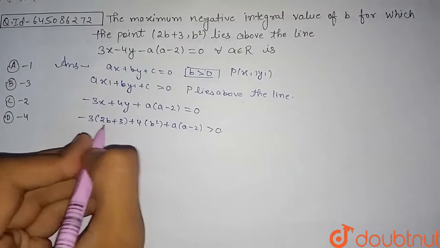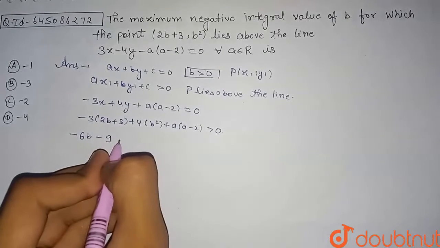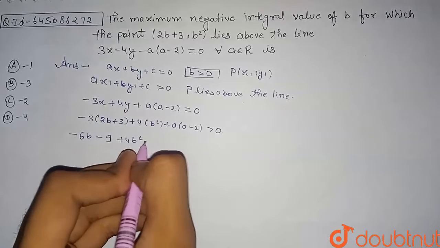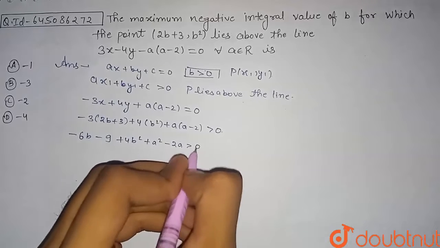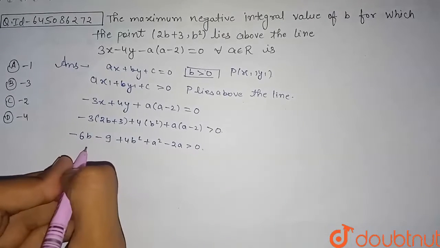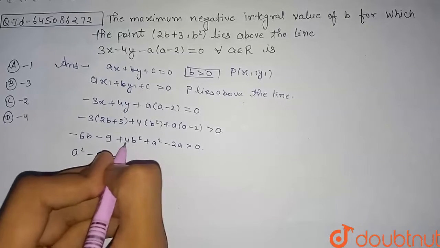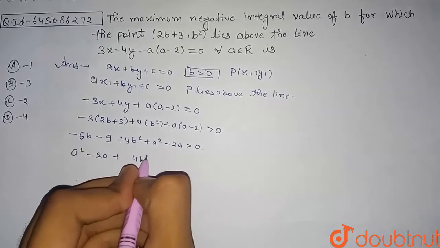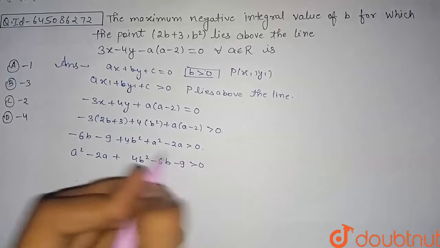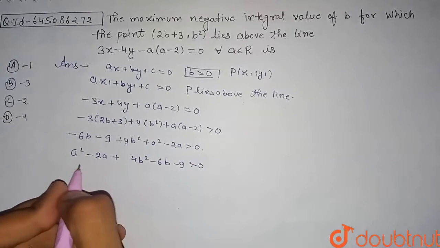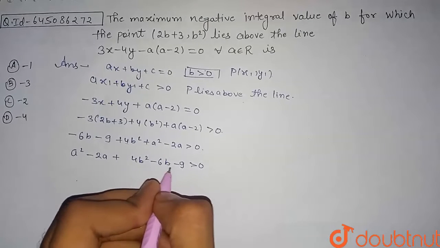So from here we get −6b − 9 + 4b² + a² − 2a, and this must be positive, so this must be greater than 0. So we get our quadratic: a² − 2a + 4b² − 6b − 9 > 0.